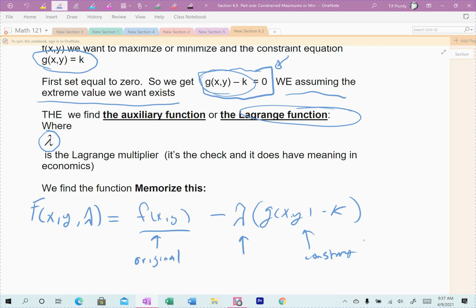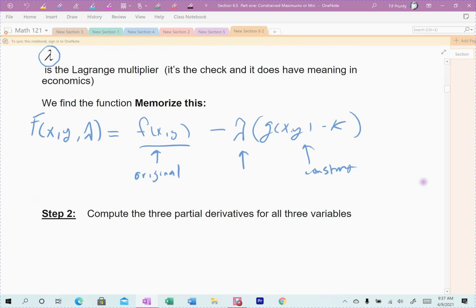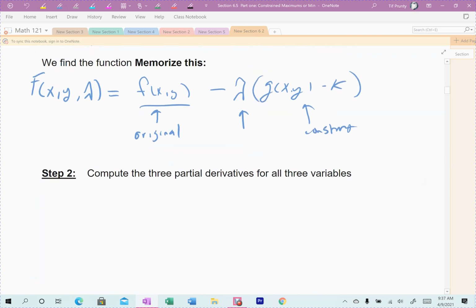It's all kind of built into the function. It's where the function comes into play. All right, so since there are 3 variables, we will find 3 partial derivatives, but again, they're fairly straightforward.